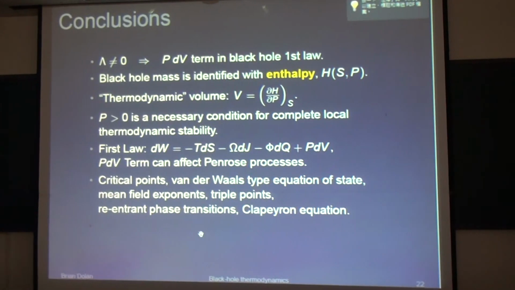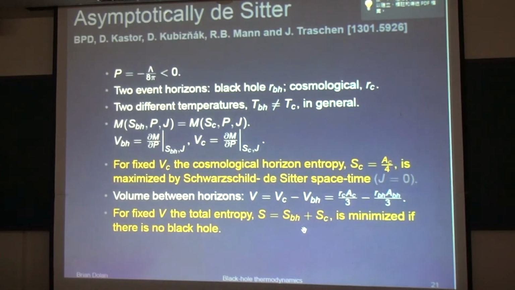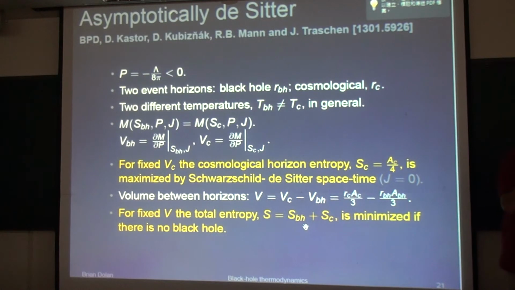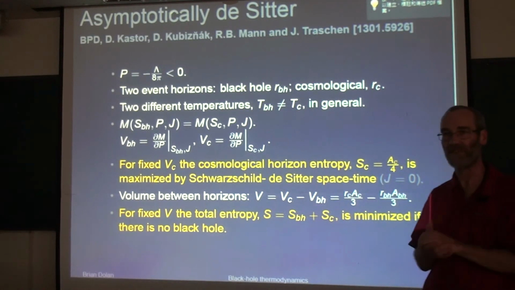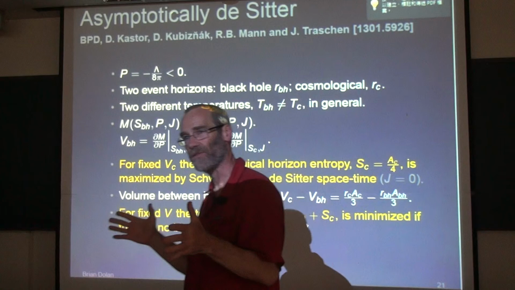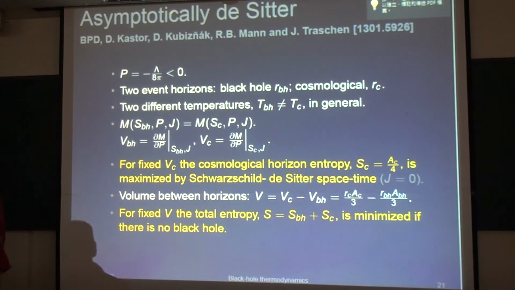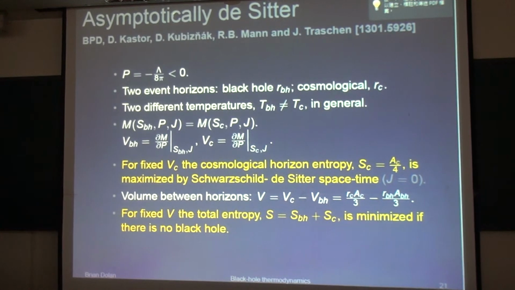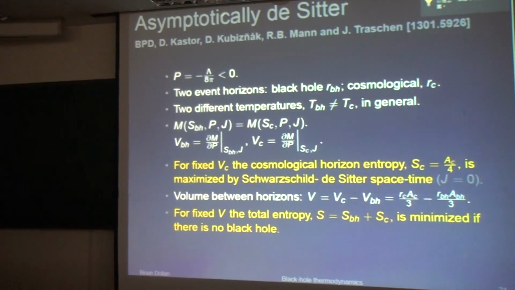De Sitter space is a little harder. There are a number of subtleties about de Sitter space that make it a little bit harder. There are two event horizons for a black hole in de Sitter space. There's a black hole event horizon and a cosmological event horizon. So there are two temperatures in general. So you can't think of the system as being in thermodynamic equilibrium. That's one difficulty. Now you can just treat the two event horizons as being two different thermodynamic systems, if you wish.